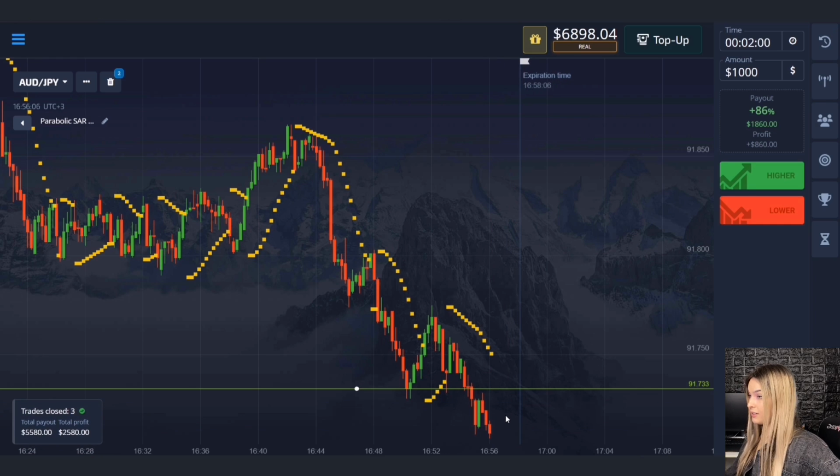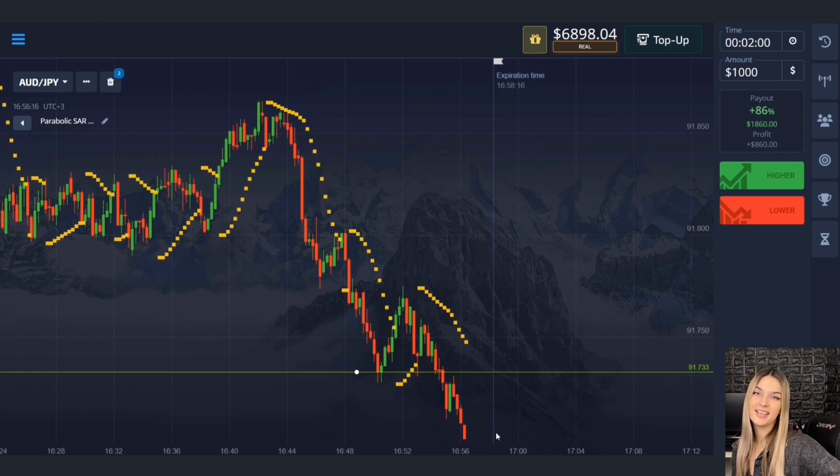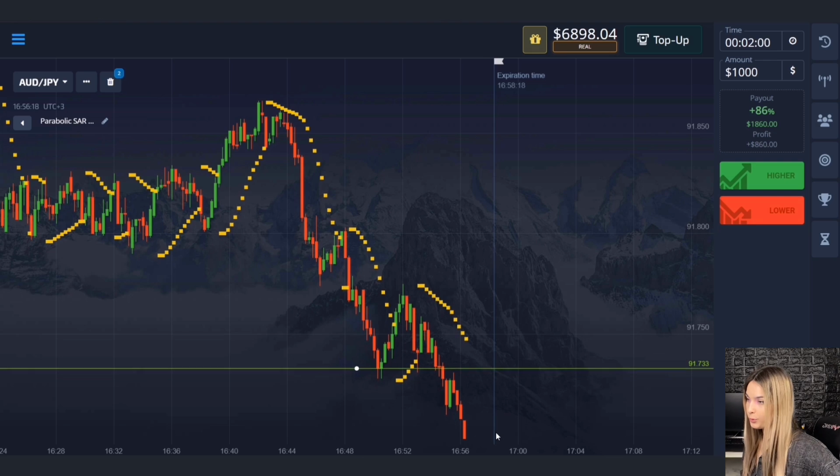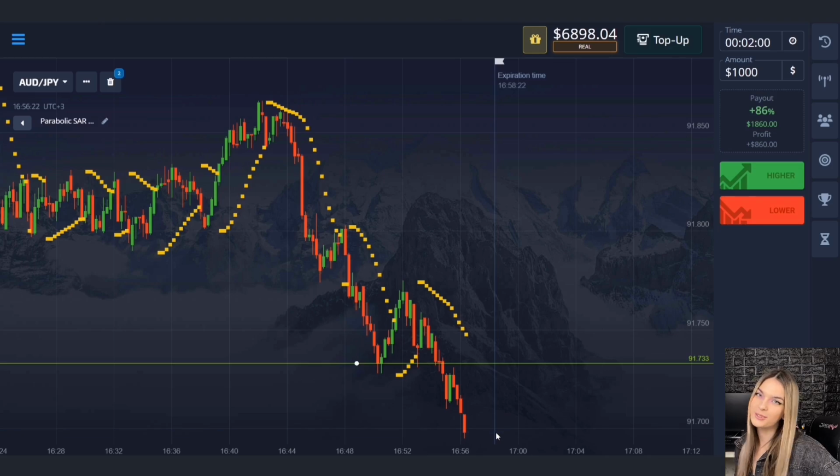Excellent guys, the level has been broken and we made a profit. The price has already great potential to go down. Also, the indicator again suggested us a good entry point. I already have $7,000 on my deposit. I suggest we end here because I fulfilled my plan for today.